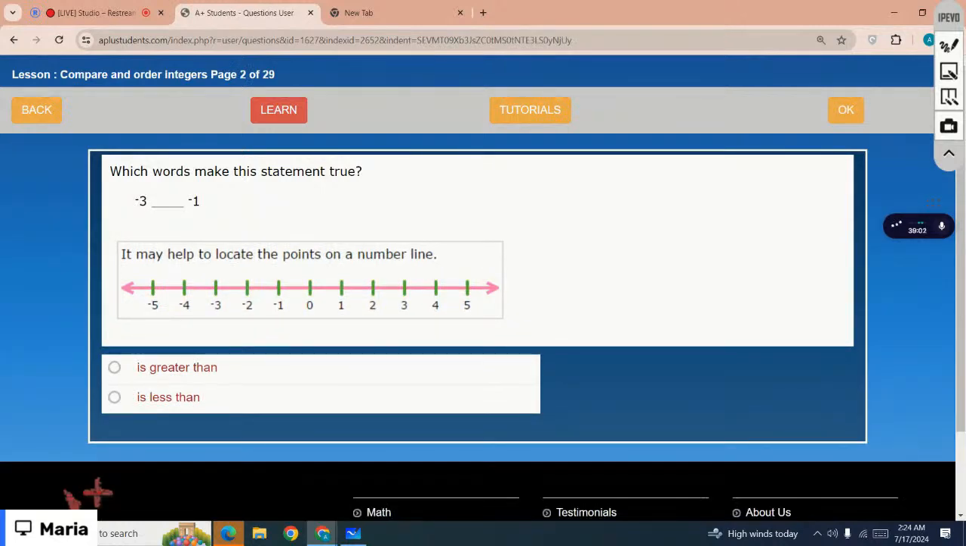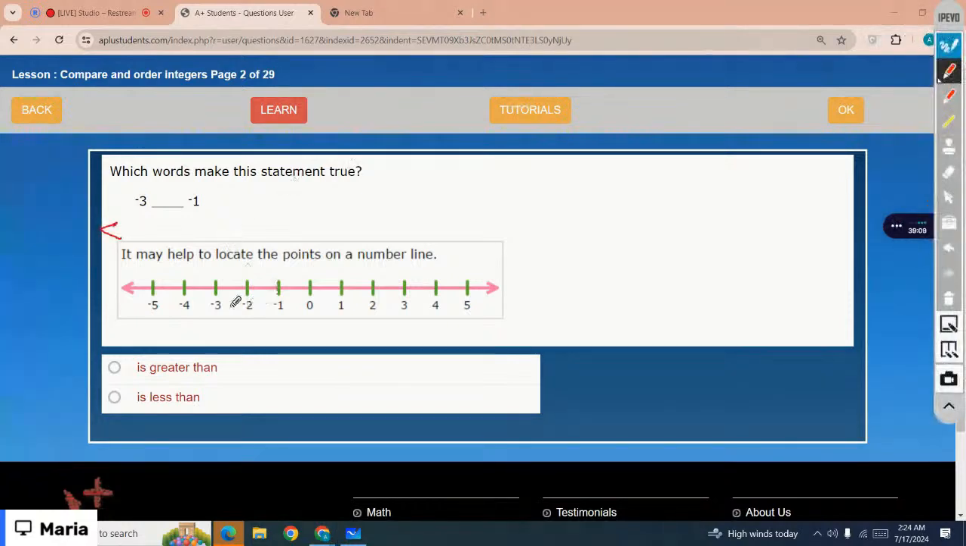Okay, which words make the statement true? -3 and -1. So you have to keep this line in your mind. As you are moving far from 0 on the negative side, the numbers are getting smaller and smaller. So here is -1 and here is -3. So -3 is farther from 0 than -1. So -3 is less than -1.